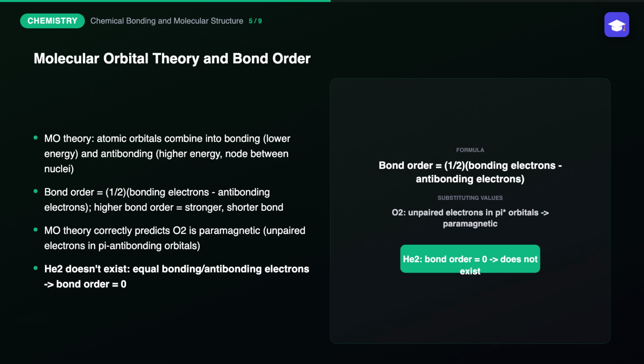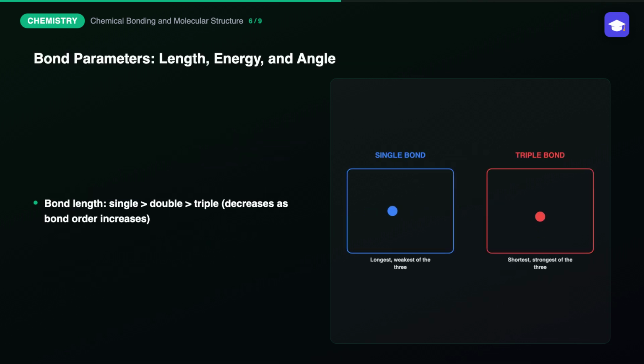It also correctly explains why the helium molecule, He2, simply does not exist, since it would have equal numbers of bonding and antibonding electrons, giving a net bond order of exactly 0, and therefore no actual stabilizing bond whatsoever. Bond length, the equilibrium distance between 2 bonded nuclei, decreases as bond order increases.